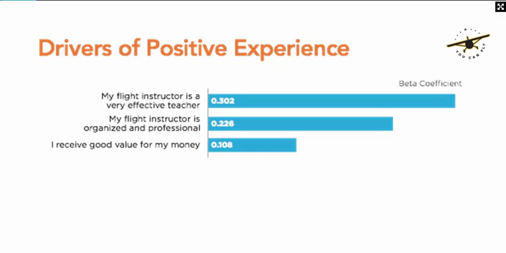Along with that research, I picked out the two graphs that showed what people thought was positive, and then on the next slide we'll get to what they thought was negative. If you look here, you can see that the main drivers of positive experiences were having a flight instructor that was a good teacher. Of course, this is near and dear to my heart because I spent most of my life as a teacher, and it's something I'm really passionate about. Having a good instructor was the most important thing, followed by: my flight instructor is organized and professional, and I receive a good value.